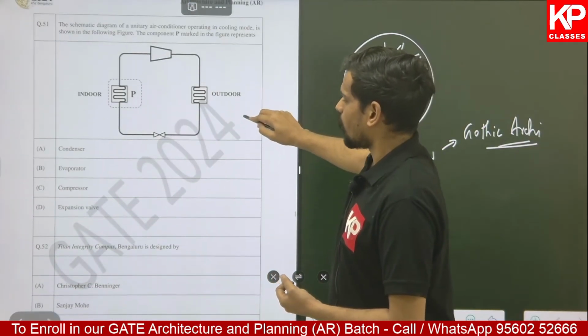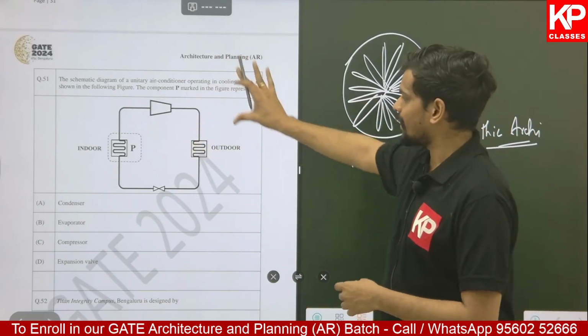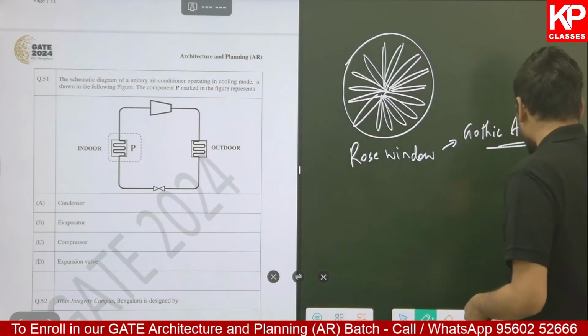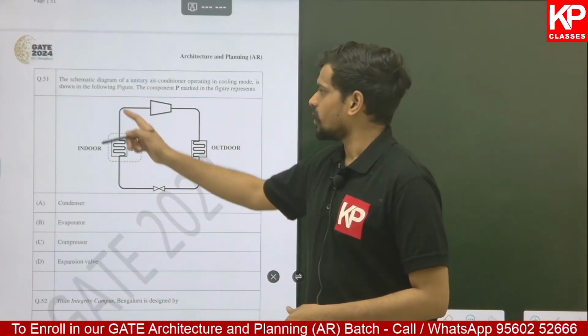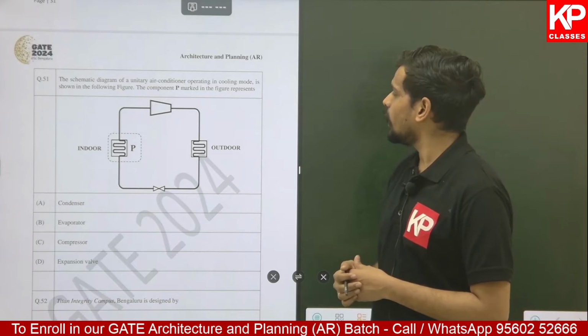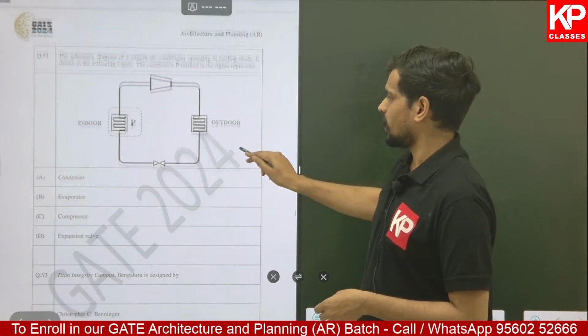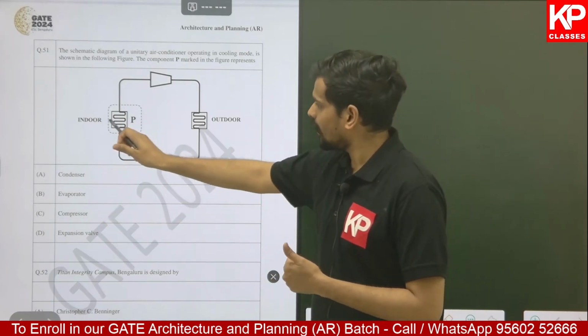This is from the topic of HVAC systems or air conditioning systems. It is based on the concept of refrigeration cycle. So let us look into this question. The schematic diagram of a unitary air conditioner operating in cooling mode is shown in the figure below. Component P marked in the figure represents, they're asking, what is the coil in the indoor unit.